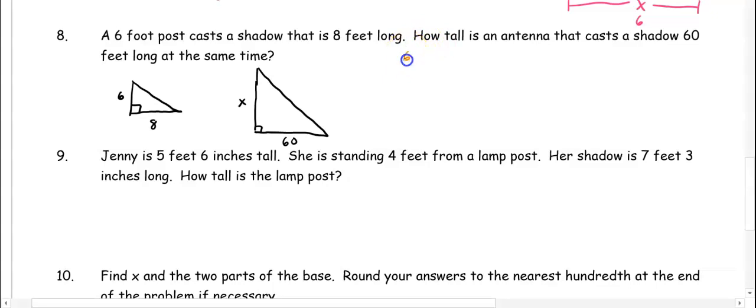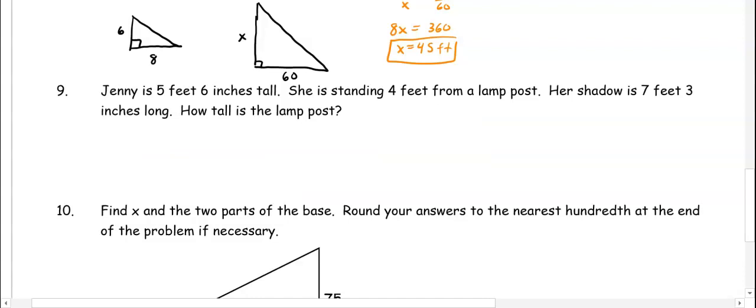So we have 6 over x is equal to 8 over 60. So as we cross multiply, we get 8x is equal to 360. When we divide by 8, x is going to equal 45 feet.